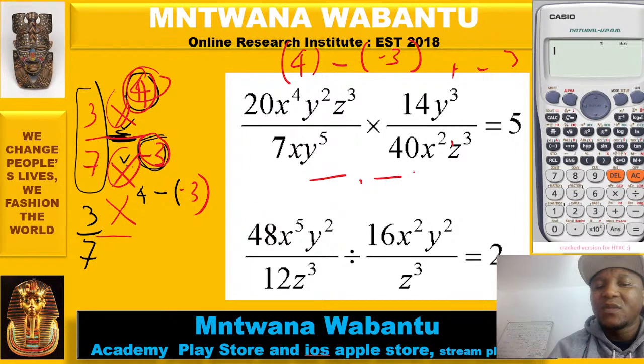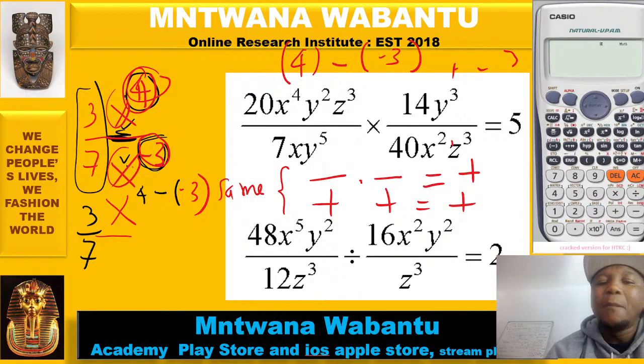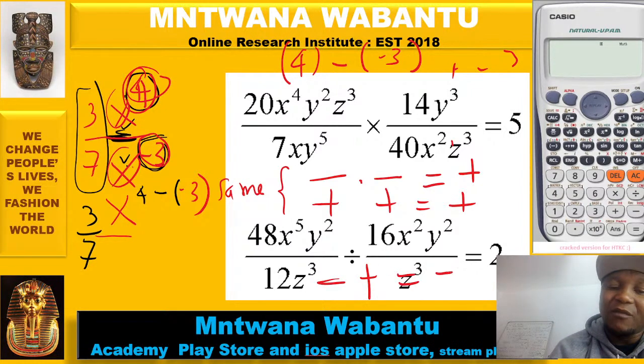Negative and negative always gives you positive, as long as the signs are the same. Even if it's positive and positive, it gives positive. Why? Because these are the same. But when they are different, it's going to give you negative. For example, negative and positive is always going to give you negative, or positive and negative. Why?